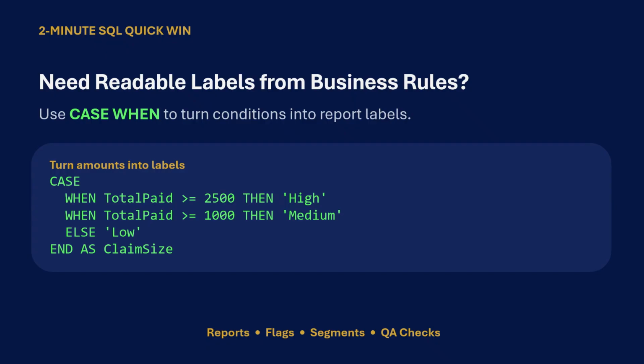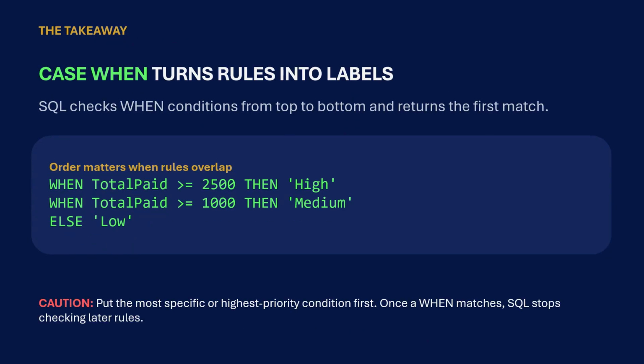The key takeaway is that case when turns rules into readable labels. The professional detail is that case checks conditions in order. Once a condition matches, SQL returns the result and stops. So if rules overlap, put the most specific or highest priority condition first.